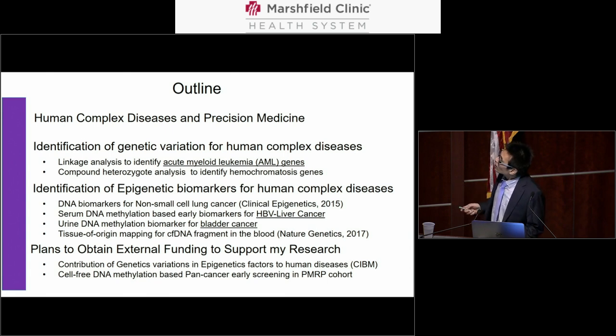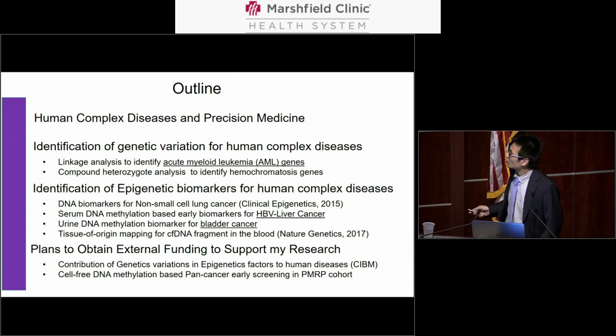First, I will talk about what is human complex disease and what is precision medicine, in my opinion. And another one is I will introduce the two projects for me to identify disease genes with genetic methods. For the genetic method part, I will identify two disease genes. One is the blood cancer gene, and another is the hemochromatosis gene.